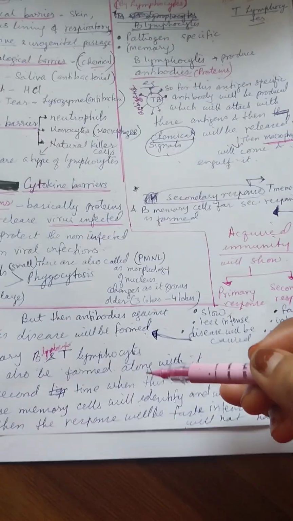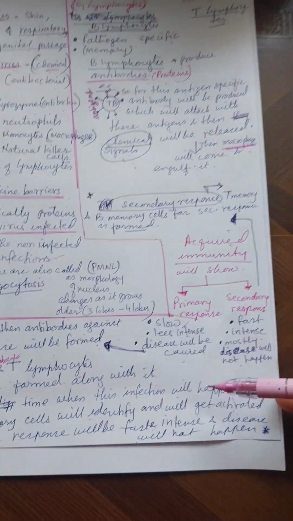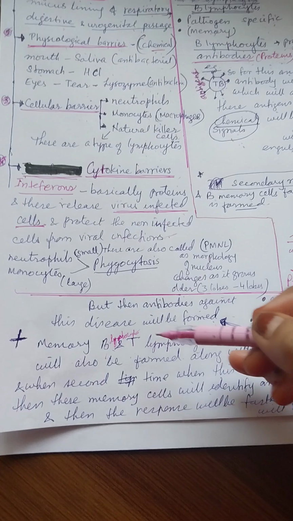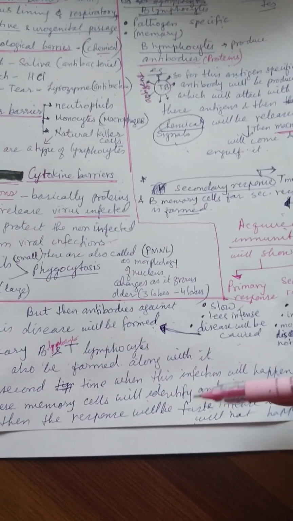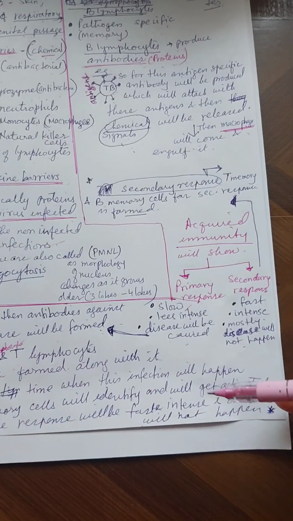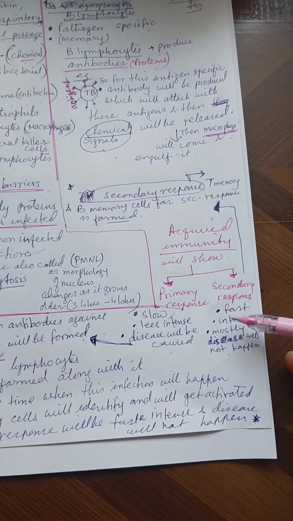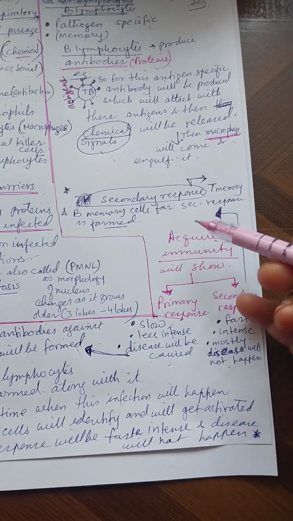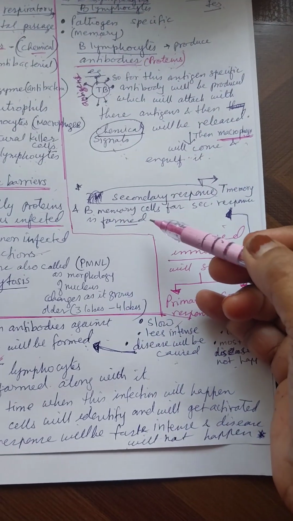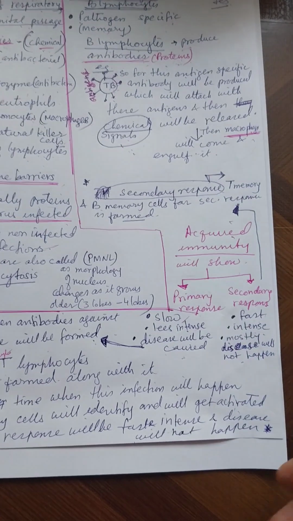Now, when the second time this pathogen enters the body, then these memory cells, B and T lymphocytes, they will recognize it and will get activated. And the response will be fast, intense, and disease will not happen. So, secondary response will be done by the B memory cells and the T memory cells.